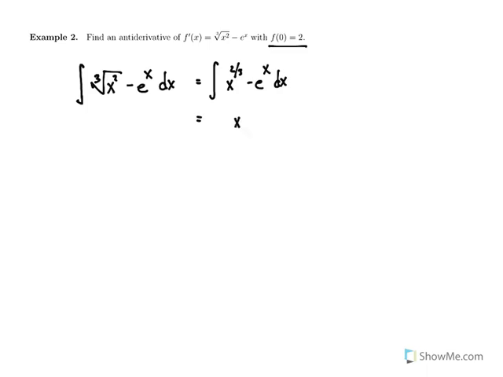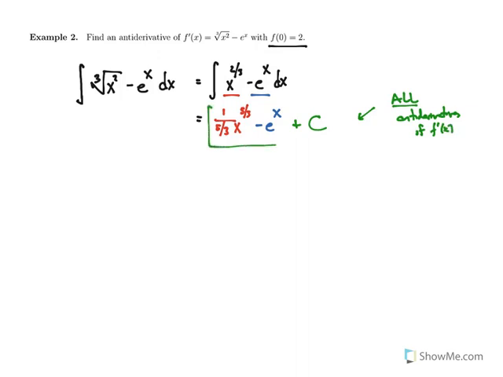So we're going to add 1 to the exponent there. That's going to be x to the 5/3. And we're going to divide by that new exponent, 5/3. And the antiderivative of e to the x is e to the x. We're going to have a plus c. So this is all antiderivatives of the function here, f prime.